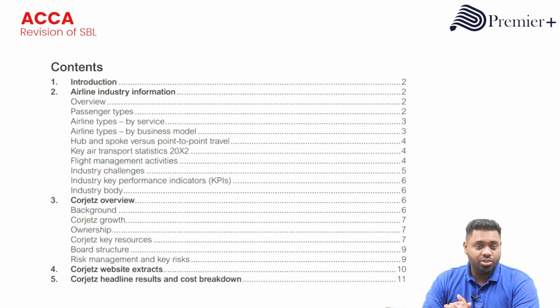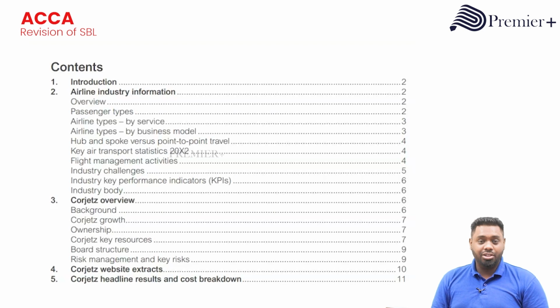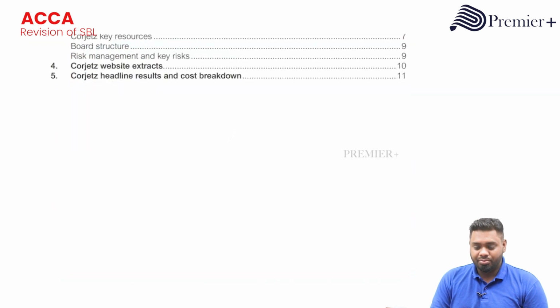Part 3, Courgettes overview. So Courgettes should be the company we are focusing on. And part 4, website extracts of Courgettes. And part 5, Courgettes headline results and cost breakdown. Because here they'll be providing us some numbers, some financials that will help us further analyze and come into conclusions.